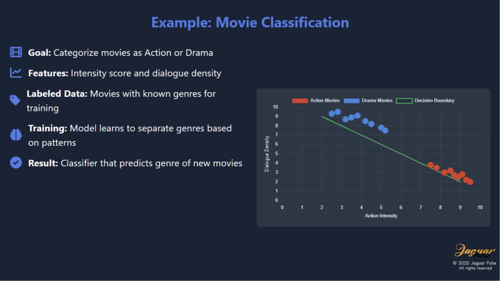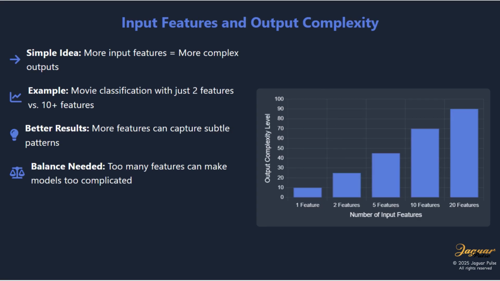The further a movie's characteristics are from the dividing line between genres, for example, a film with extremely high intensity and almost no dialogue, the more confident the model will be in labeling it as an action film. This confidence comes from the distance to the decision boundary and plays an important role in how reliable the prediction is.